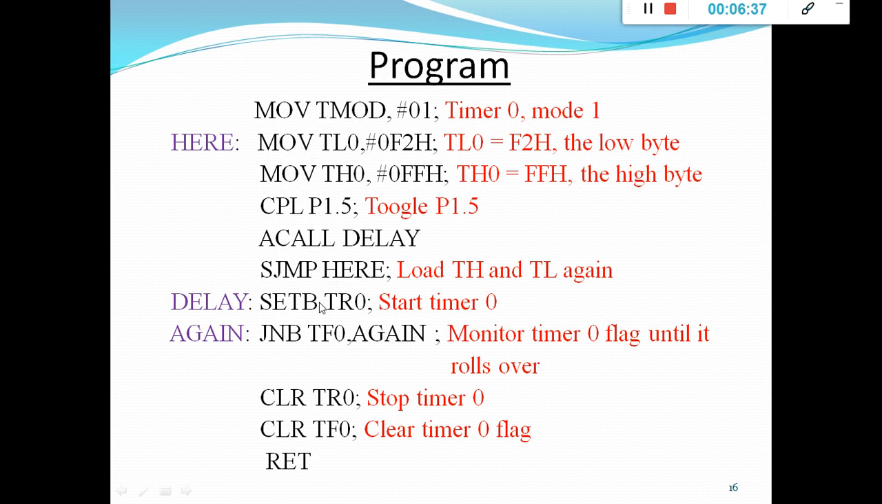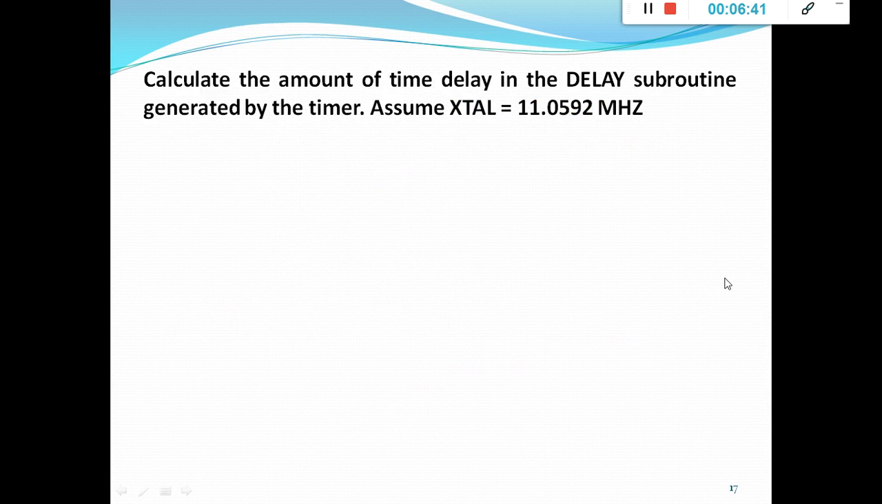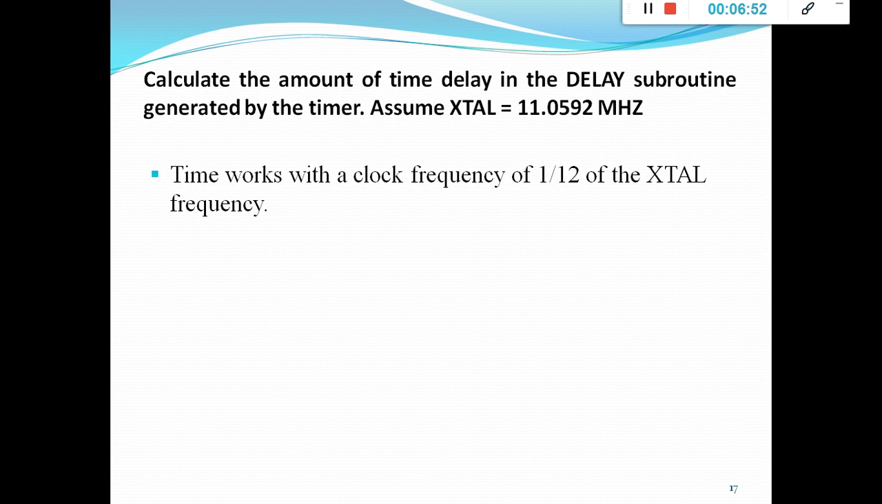Now we'll see how to calculate the amount of time delay in the delay subroutine generated by the timer. We will assume that the crystal frequency is 11.0592 megahertz. This is how you are going to calculate the time delay. The timer works with a clock frequency of 1/12 of the crystal frequency. Here the crystal frequency is 11.0592 megahertz, and that value is divided by 12 so that you get the timer frequency.